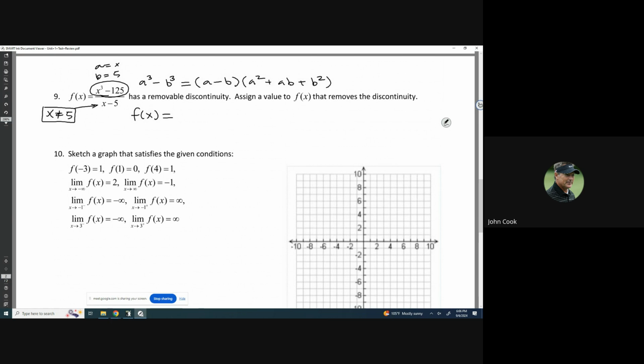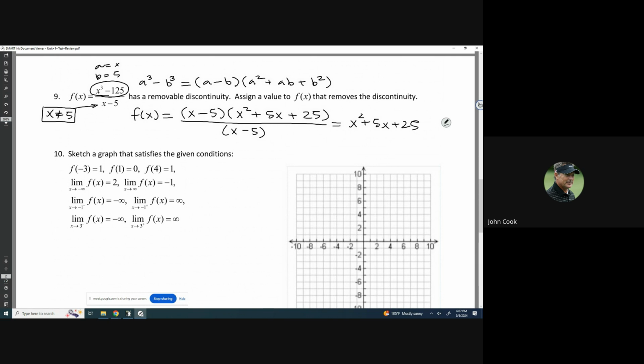So the top part is going to factor to become x minus 5, and then x squared plus 5x, and then plus 25, because that's 5 squared. And then that's all over the x minus 5. And the x minus 5s cancel each other out. So that means that this function would be equivalent to x squared plus 5x plus 25.